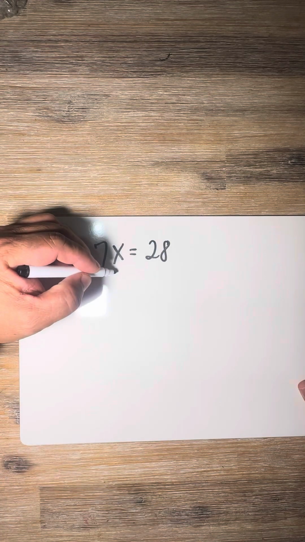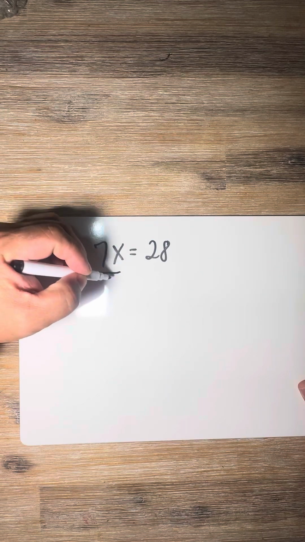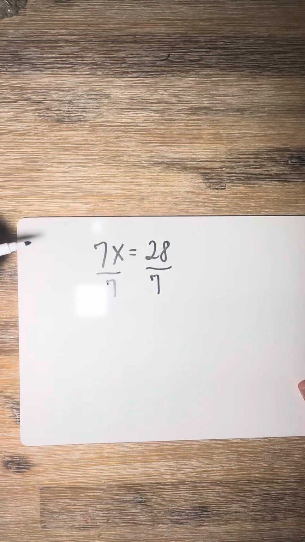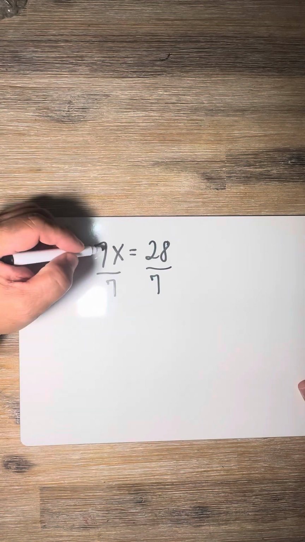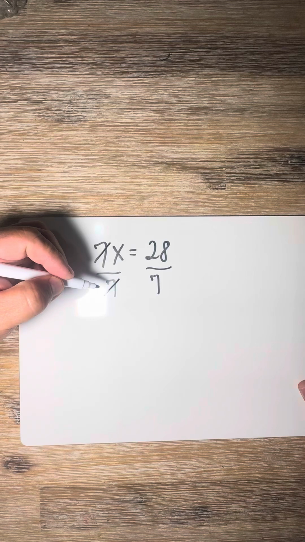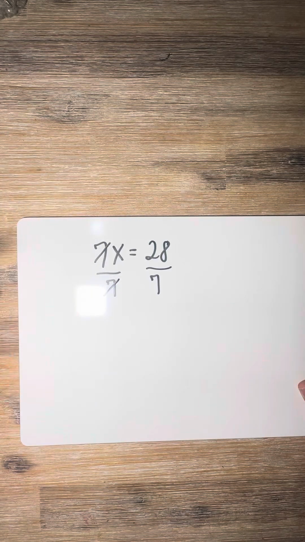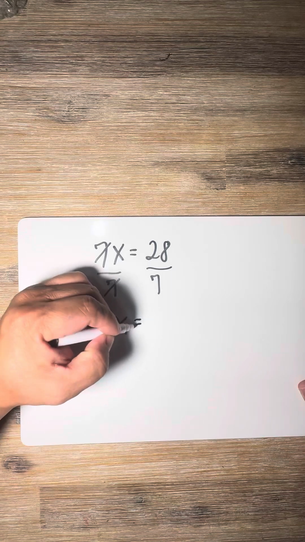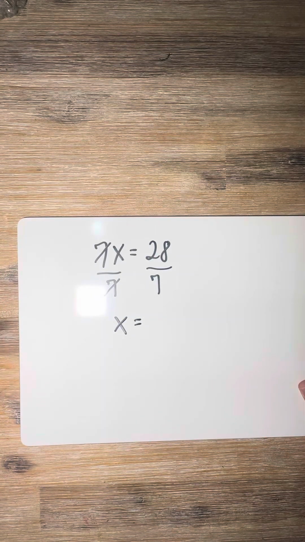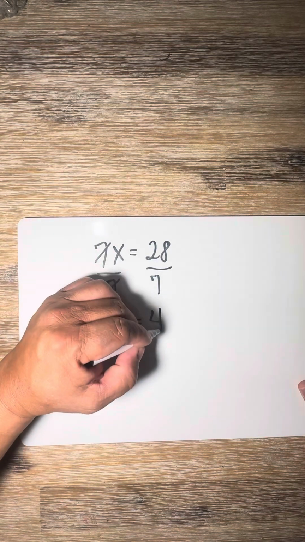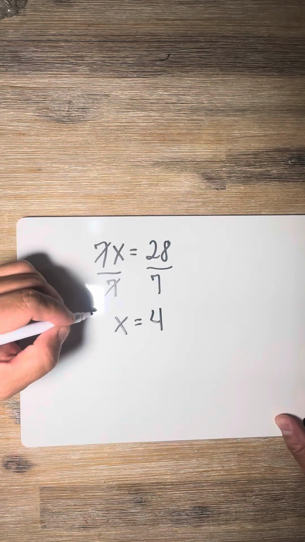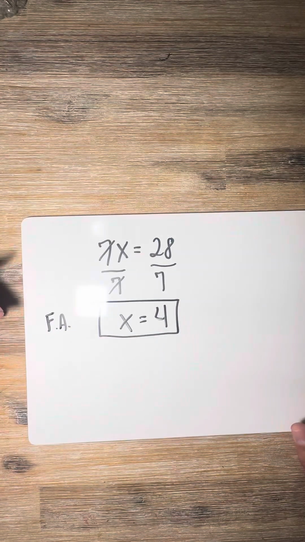In order for us to isolate the x, we must divide both sides by 7, just like that, okay? And if you can tell, the 7 now disappears, or it becomes 1x, which is the same thing as x. So we bring down the x here. And if you're doing the math, 28 divided by 7 is 4. So therefore, our final answer is x equals 4. Okay?